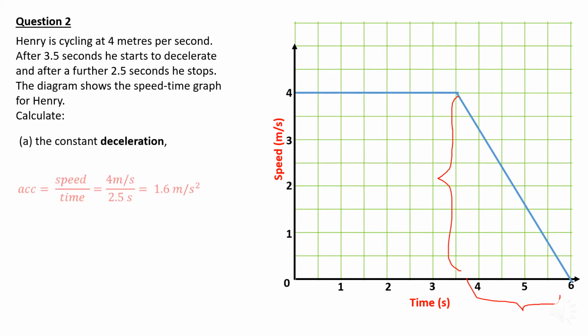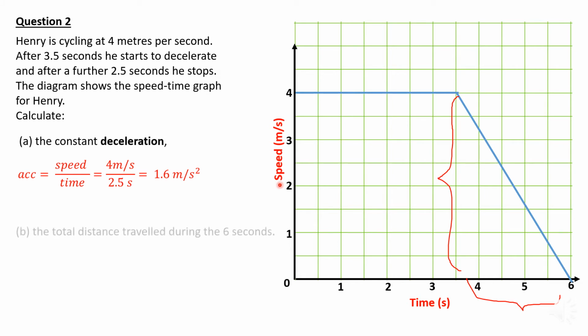Right, so we can therefore just calculate it: 4 meters per second divided by 2.5 seconds. That gives us 1.6 meters per second squared. Right, so there is the second question.